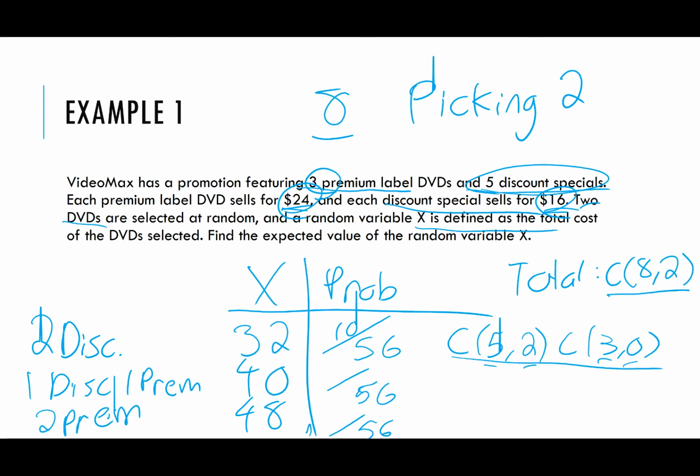Now for 1 discount, 1 premium. Remember there are 5 discounts to choose from, and you're choosing 1 of them. And out of the 3 premiums to choose from, you're choosing 1 of them. So that's 15. Hold on. I did one of my numbers wrong.